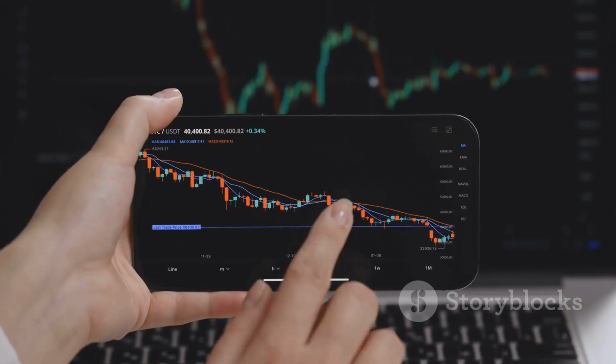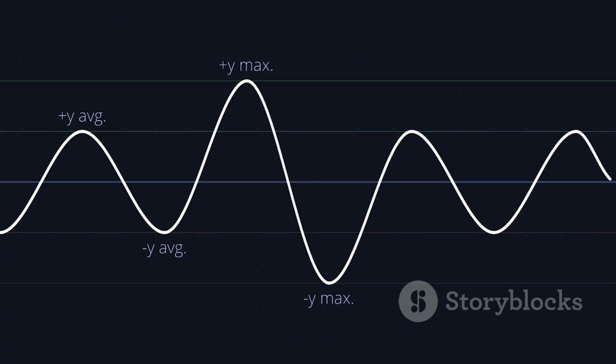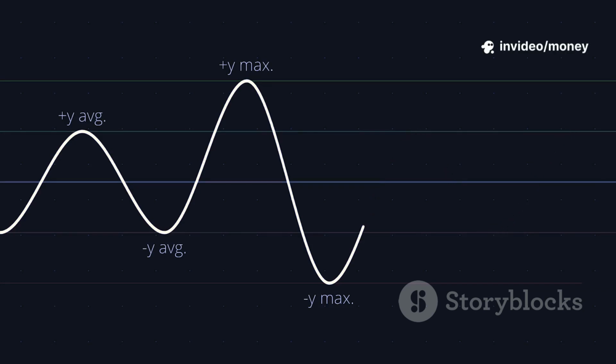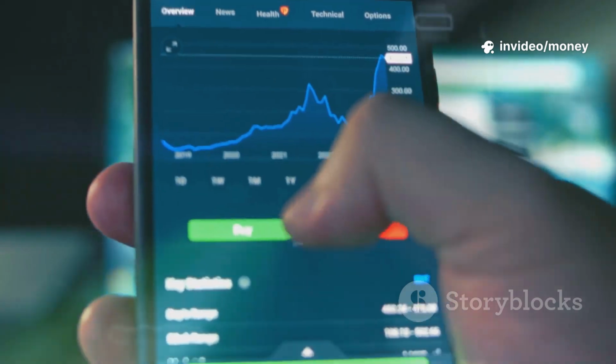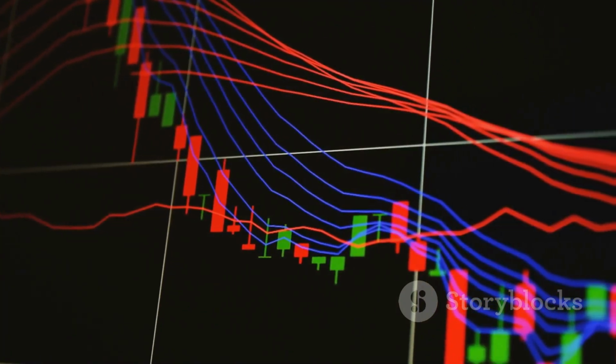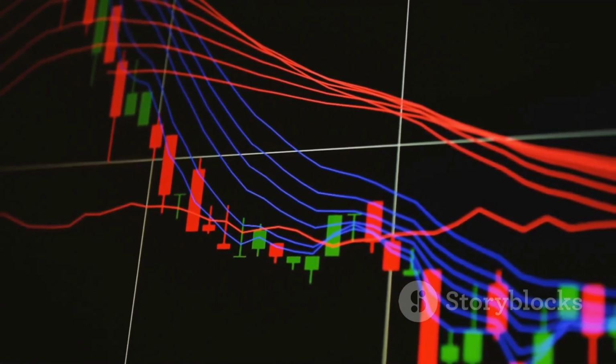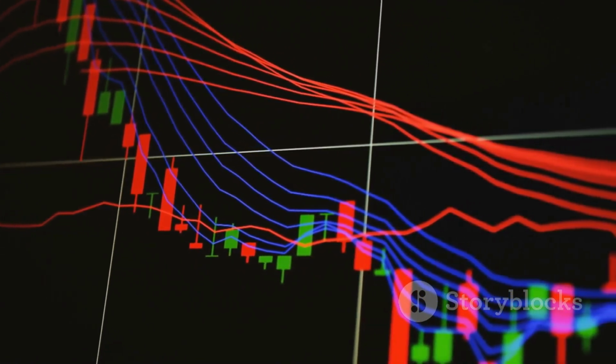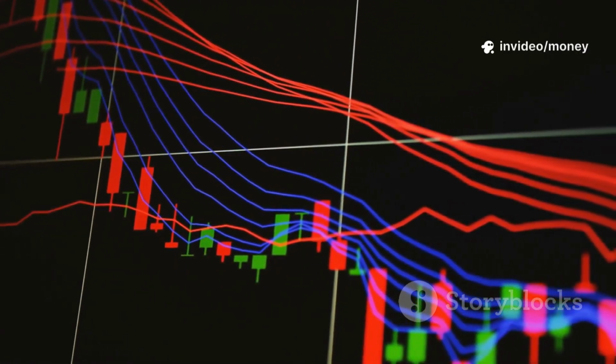The key to this entire pattern is the neckline. The neckline is a trend line drawn connecting the low points of the two pullbacks, the one after the left shoulder and the one after the head. This neckline acts as a critical level of support. The head and shoulders pattern is not considered complete, and the bearish signal is not confirmed until the price breaks down and closes below this neckline.